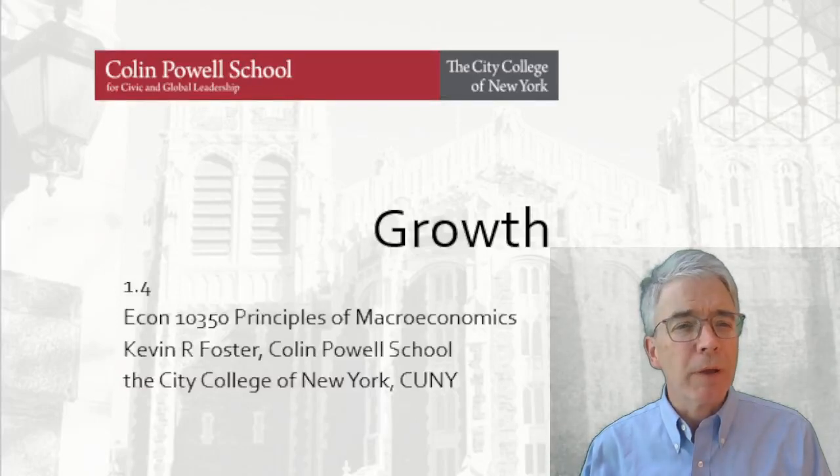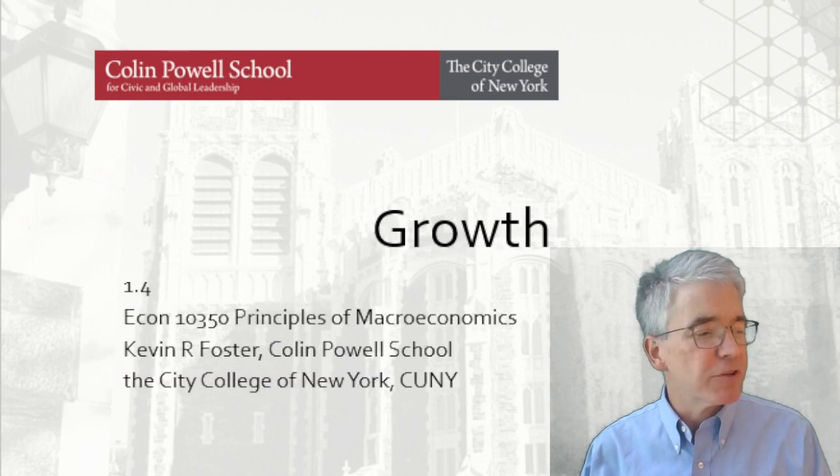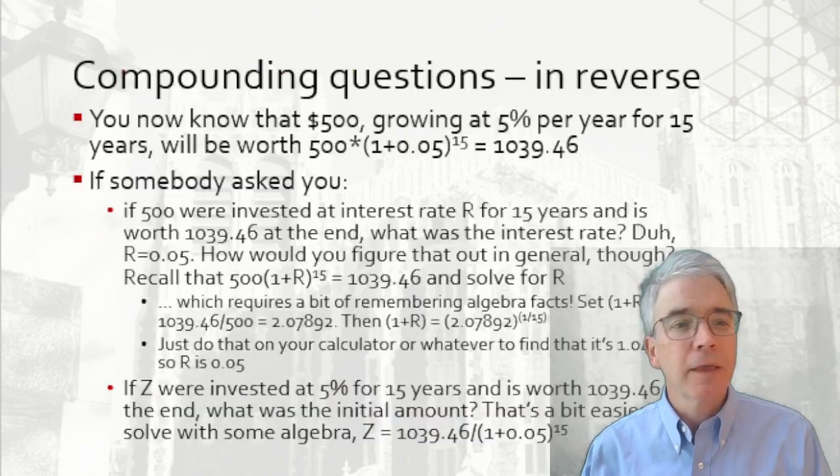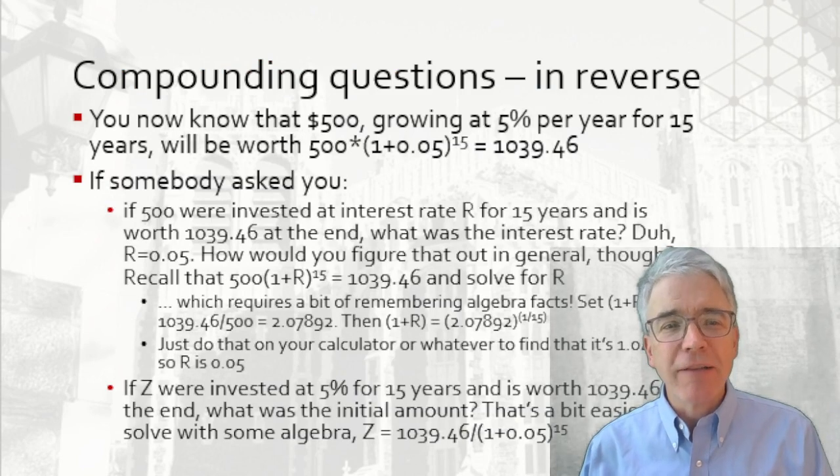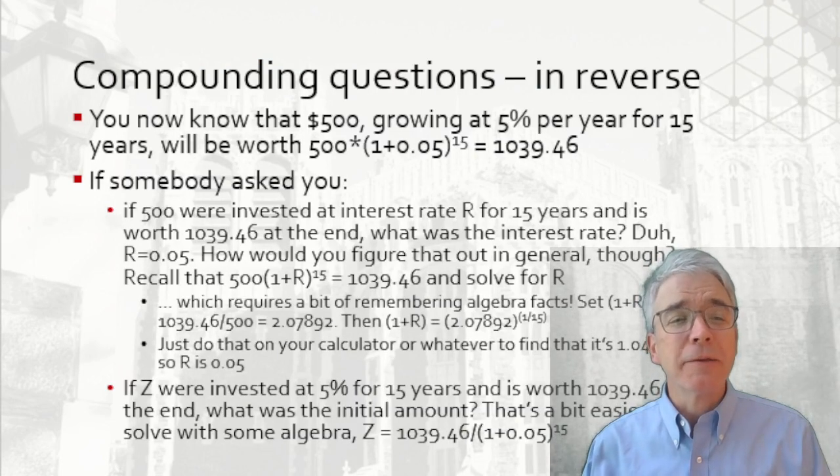We're going to talk more about growth and compounding, but now we're going to try it in reverse, just to shake things up a little bit. Last time we calculated that 500 growing at 5% per year for 15 years is going to be worth 1,039.46 at the end of the period.